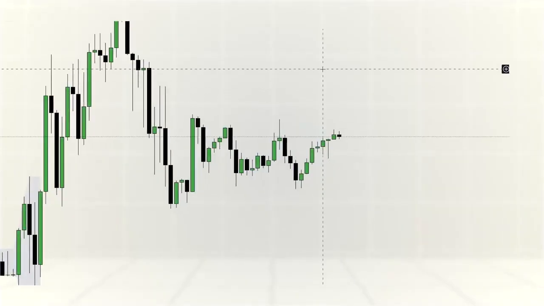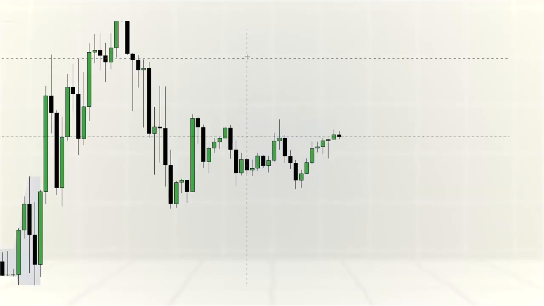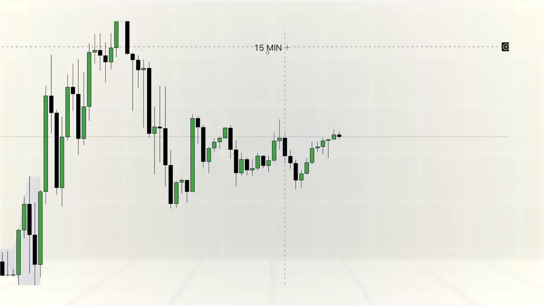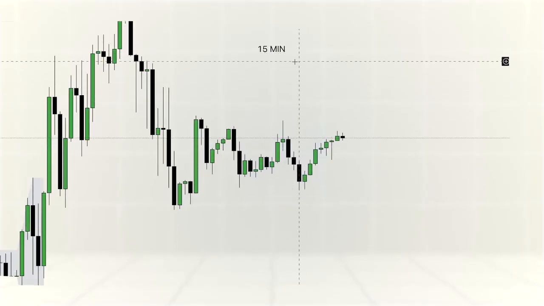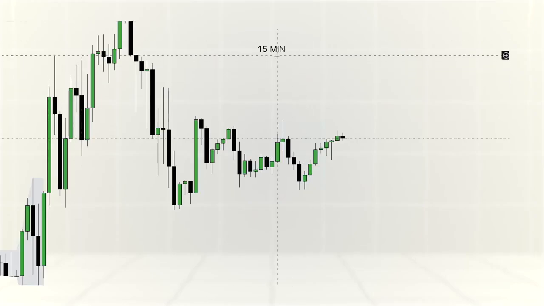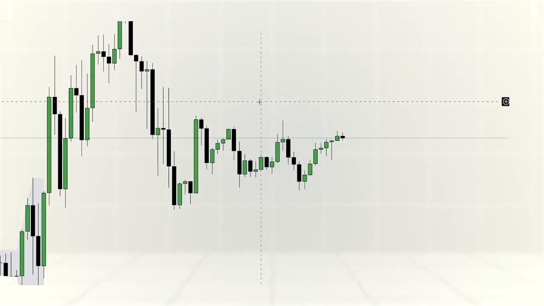Now, let's look at our first example. One important thing I forgot to mention earlier is that this strategy only works on the 15-minute time frame. Do not try to apply this on other time frames or ask if it works elsewhere. It doesn't. This strategy is specifically designed for the 15-minute chart.